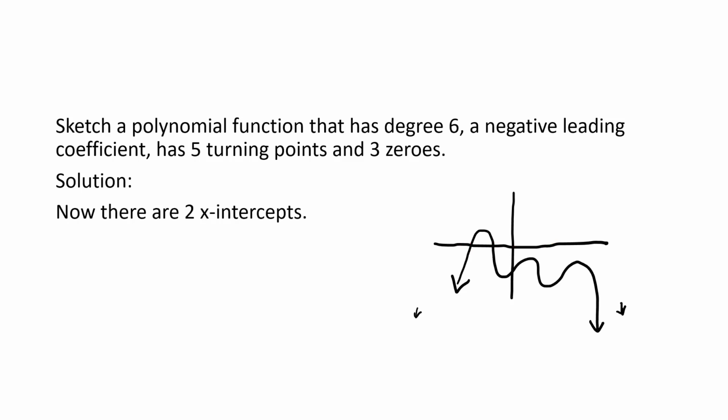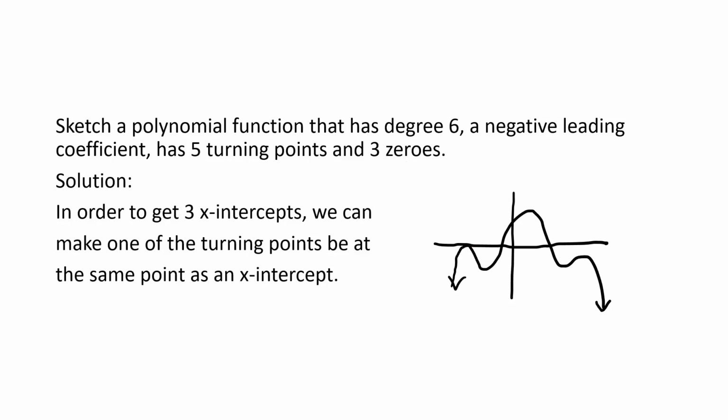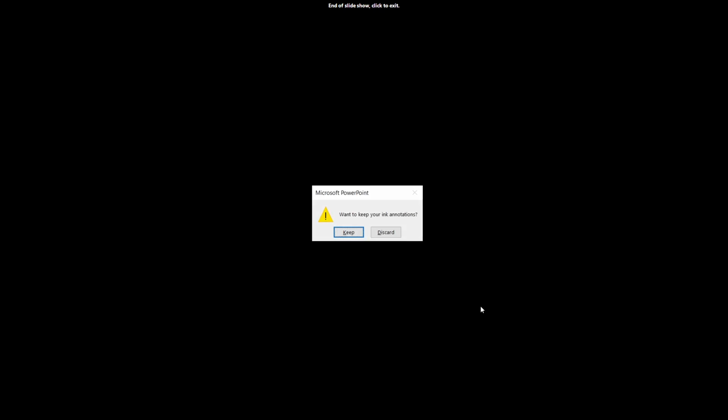So what we can do now is move the second one below as well. This turning point right here, we can move it below. But now we've only got 2 x-intercepts. That's too bad, because we wanted there to be 3 zeros. So what we're going to do now is put one of our vertices, one of these turning points, right on the x-axis. So let's count the turning points. We have 1, 2, 3, 4, 5. That's good. And let's count the zeros. We've got 1 zero right there, 2 zeros, and 3 zeros. So we've actually met the conditions required in the question. And that is the end of that slideshow.